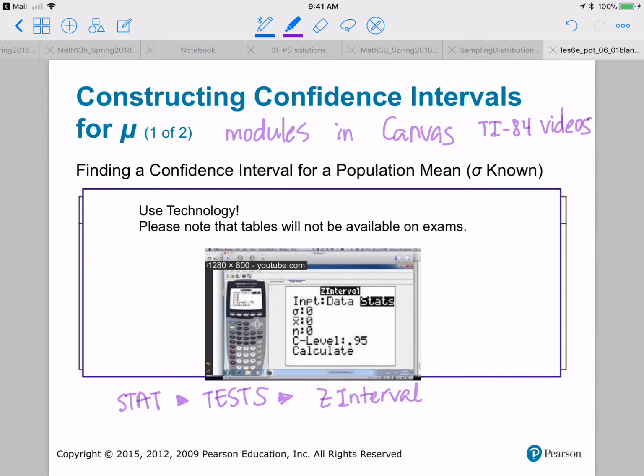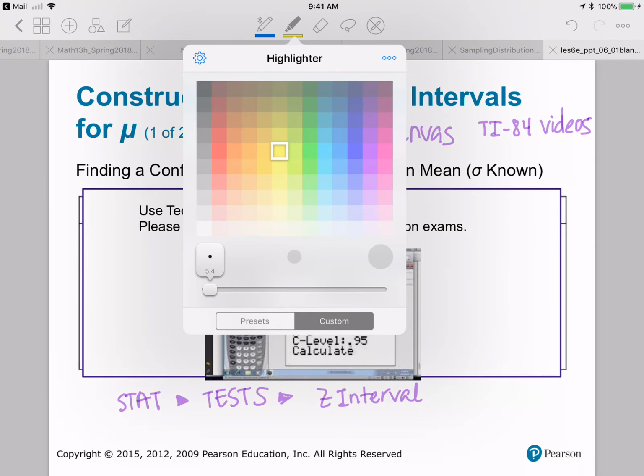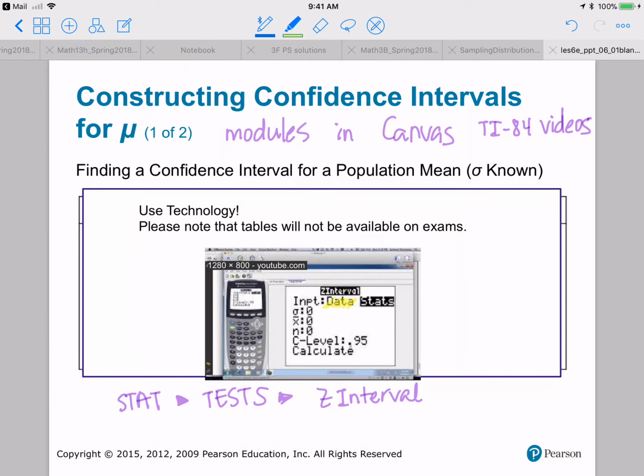Okay? And then with Z interval, you've actually got two different ways that you can give it information. If you have a bunch of data and you want to find a confidence interval, you can input the data. Or if you're given stats, you can input the stats. You'll have this option, INPT, which stands for input. You'll determine what kind of information you want to feed your calculator, and based off of that, it'll spit out the confidence interval, right?